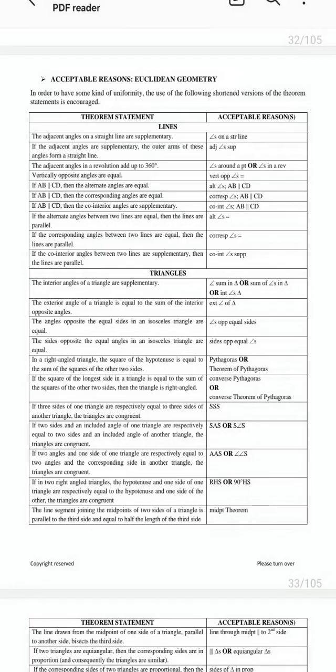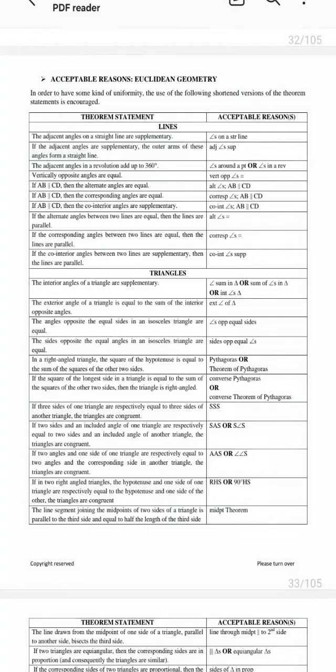So for our reason, we use one of three of these reasons depending on what we find. Okay, those are the last three statements. If the alternate angles between two lines are equal, then the lines are parallel. Second one, if the corresponding angles between two lines are equal, then the lines are parallel. Third one, if the co-interior angles between two lines are supplementary, then the lines are parallel. Okay. Then underneath there, you see triangles.